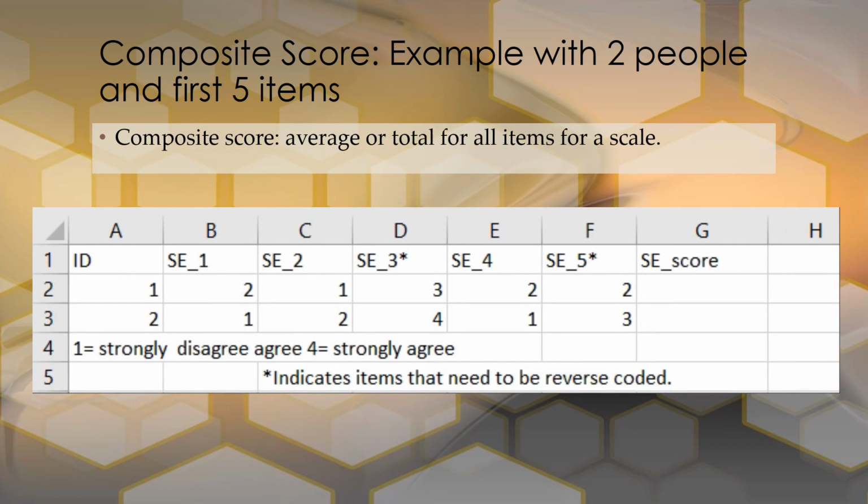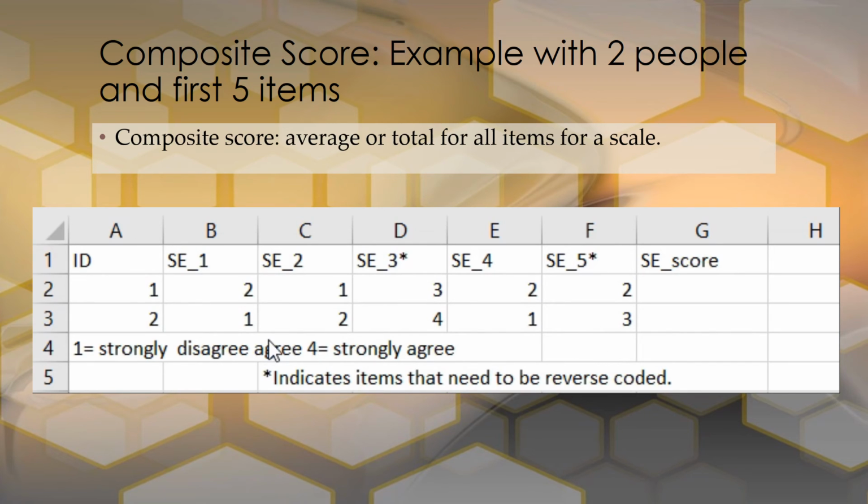A composite score is an average or total of all items on that particular scale. I prefer to use average, but total is okay too. But I think average makes more sense because it's back on the scale that you're already using for the individual items.